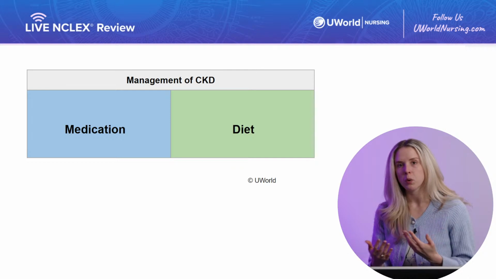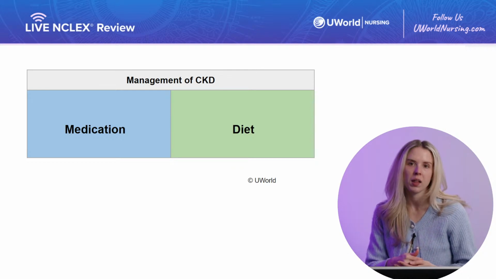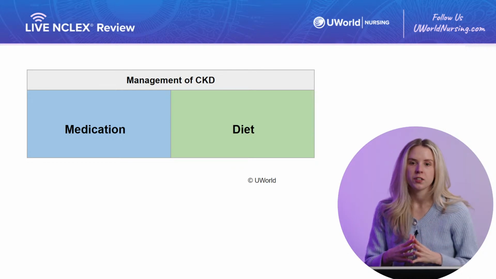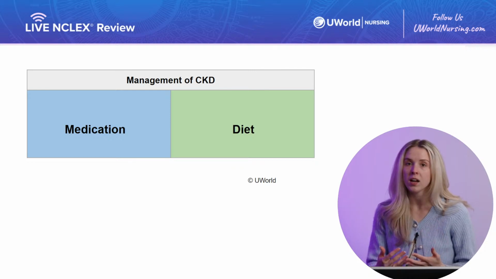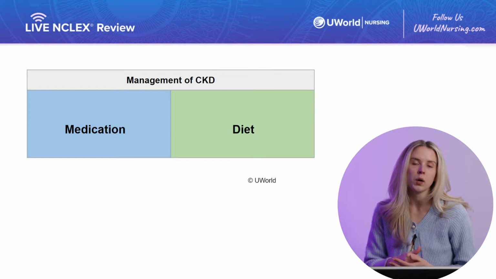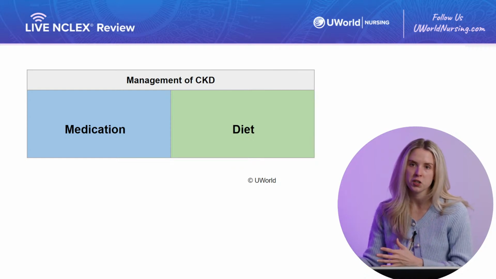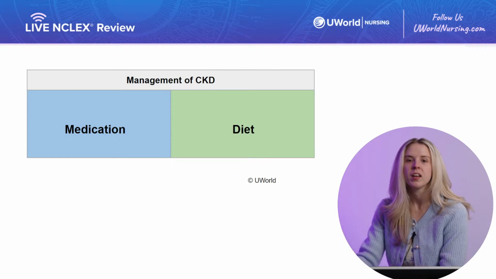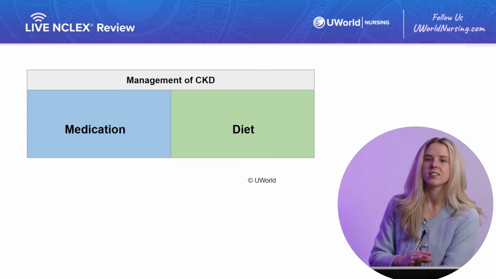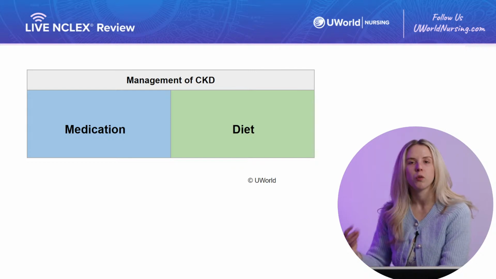So really important to remember is that this really only applies to stages 1 to 3, because here the kidneys are still functioning, they'll still respond to our treatment, but our big goal is to prevent further disease progression and try to not get it into that stage 4 and 5 CKD. So let's start out with our medications. What are we going to do pharmacologically for these clients?